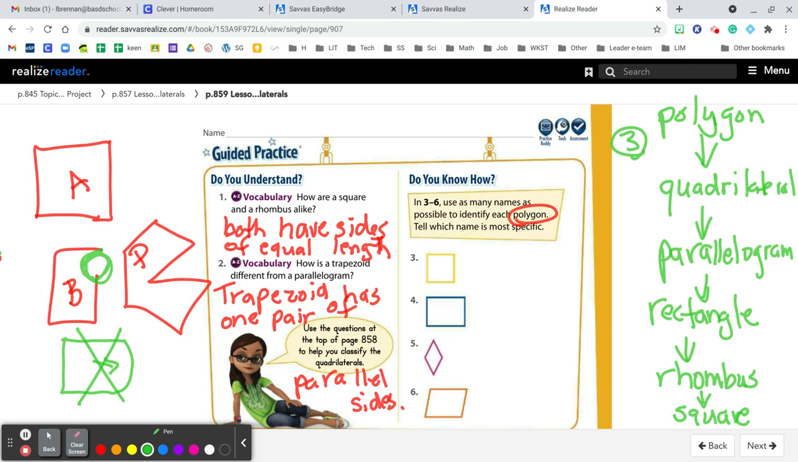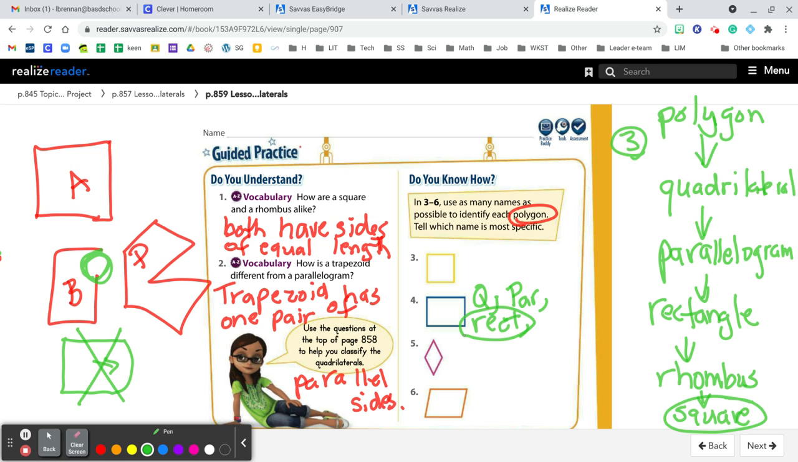Lots of different names. Number 4 doesn't have as many different names. 4 is going to be a quadrilateral. It's going to be a parallelogram. It's going to be a rectangle. And that's the most specific name for it. So the most specific name for 3 is a square. The most specific name for 4 is a rectangle. And we could call it polygon, quadrilateral, and so on.